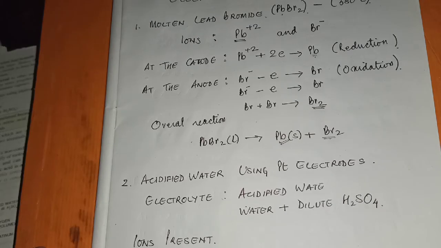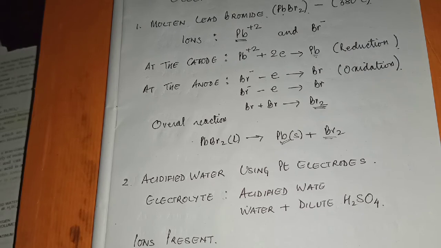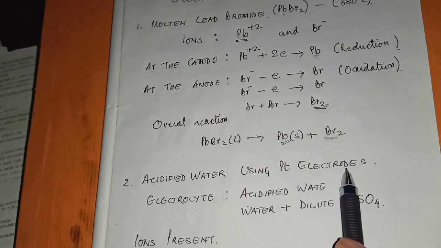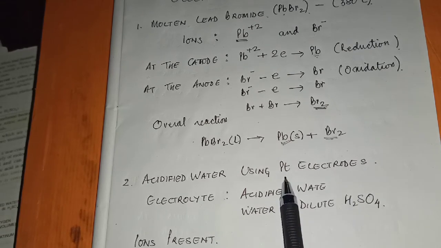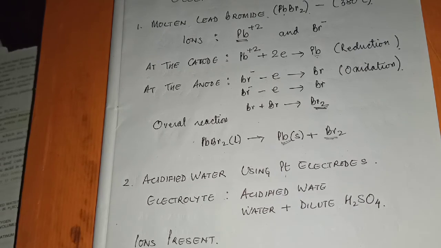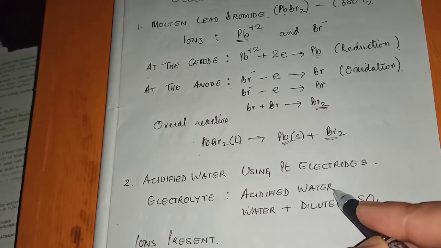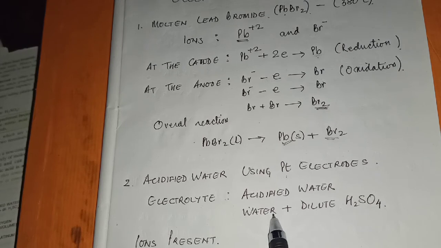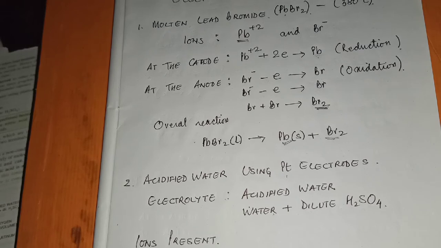Okay. Now let us see another example. Electrolysis of acidified water using platinum electrodes. Again here platinum is an inert electrode, so this electrode will not take part in any reaction. Now the electrolyte which we are taking is acidified water. Acidified water means some acid is added to water. So water is one substance, and dilute sulfuric acid is another substance. The mixture of these two will act as the electrolyte.